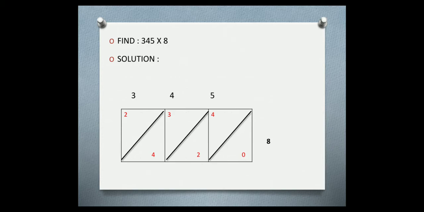Now I'll go for the next one. 8 into 4. 8 fours are how much? 32. So 2 at the bottom, 3 at the top. Next digit, 8 into 3. 8 threes are how much? 24. 4 at the bottom, 2 at the top. Now the process of multiplication is over. What is the next step?